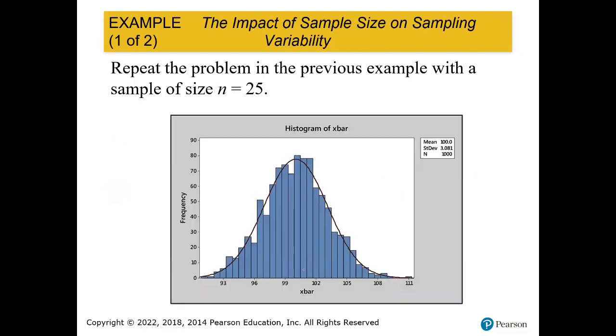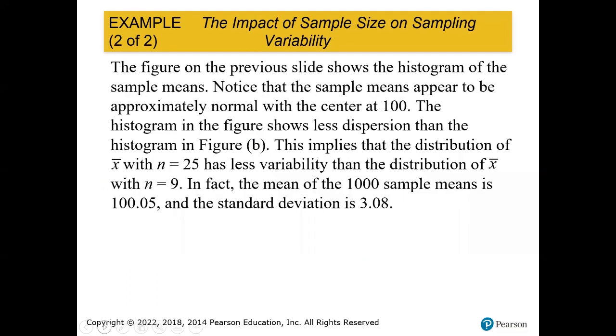Here's our histogram. You note that 100 is still right in the middle here. In this case, the mean is still 100. But my standard deviation got even smaller. The figure on the previous slide shows the histogram of the sample means of size 25. Notice again that the sample means appear to be approximately normal, number 1, with the center at 100, number 2, and less dispersion than the original histogram, with our new standard deviation of 3.08.